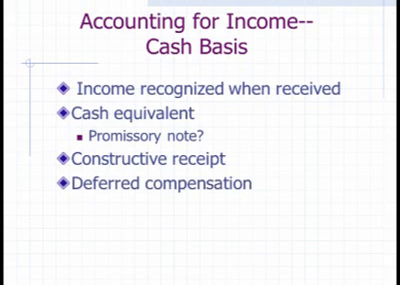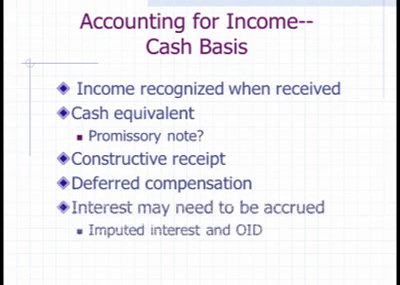Deferred compensation, we talked about if you have any kind of set aside for yourself, any protection from general creditors, it's income when that protection sets up, not necessarily later when you get the cash. And then remember, we have our imputed interest and our OID rules. Those trump cash basis taxpayer rules.